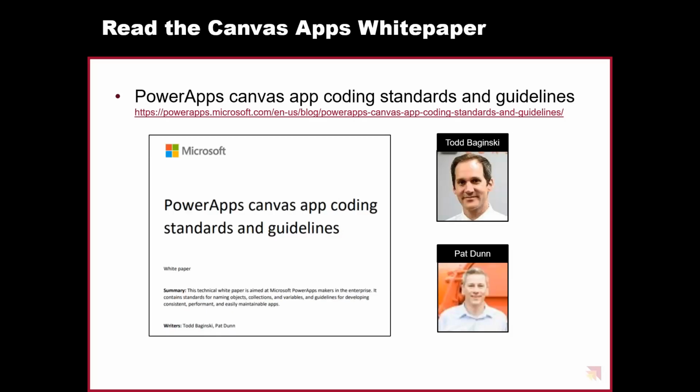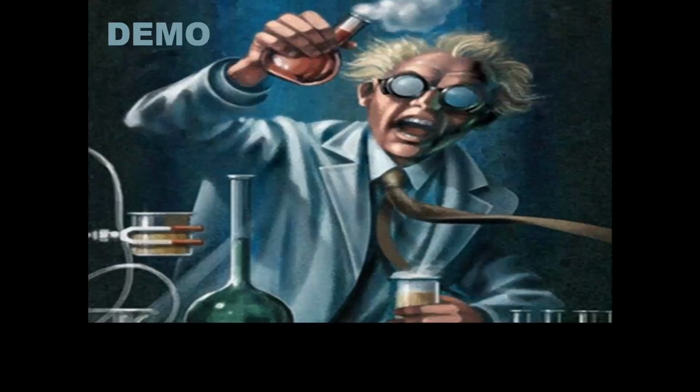Okay, now, one thing I want to point out is that there's a great white paper that was written by a good MVP friend, Todd Baginski, and Pat Dunn from Microsoft. And this lays out some guidelines for naming screens, naming controls, kind of obvious stuff, but someone had to put a stake in the ground and say, here's a starting point. In your company, you can deviate from these guidelines, but you should still have some kind of guidelines.